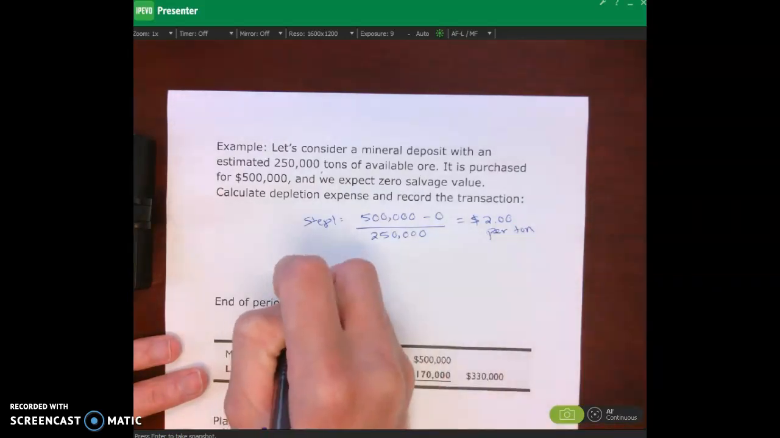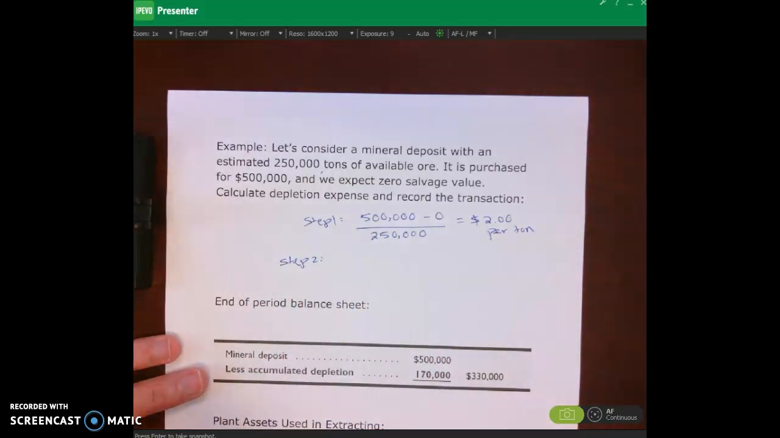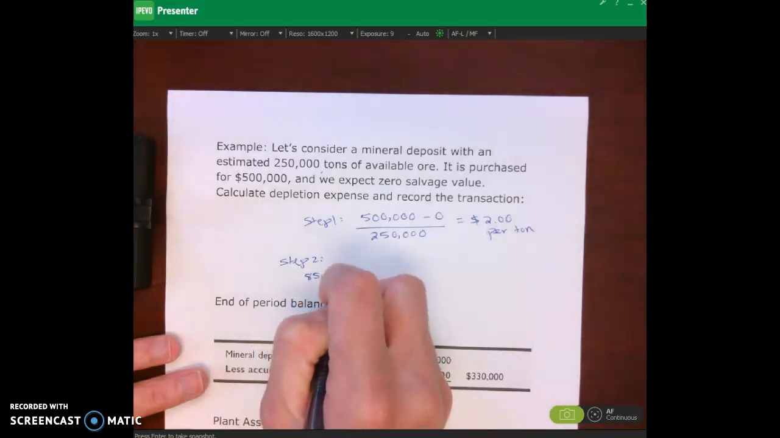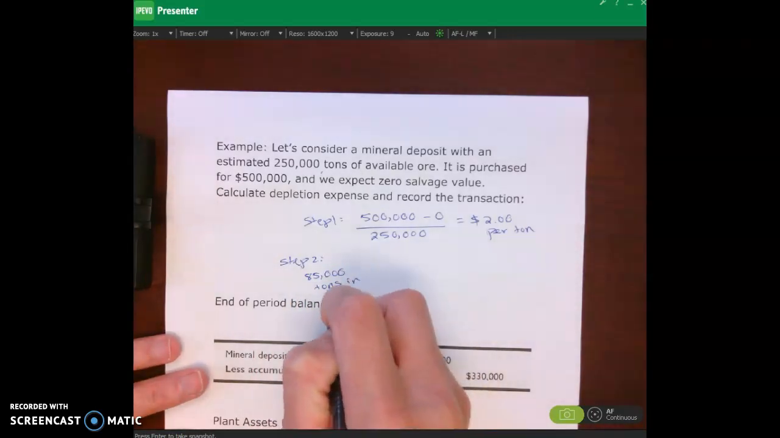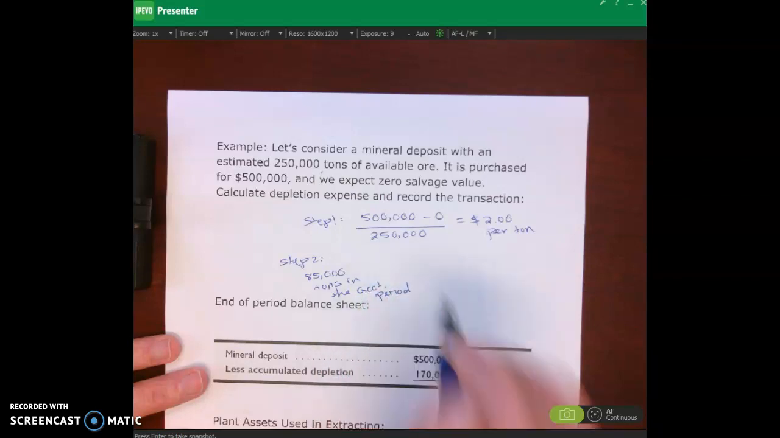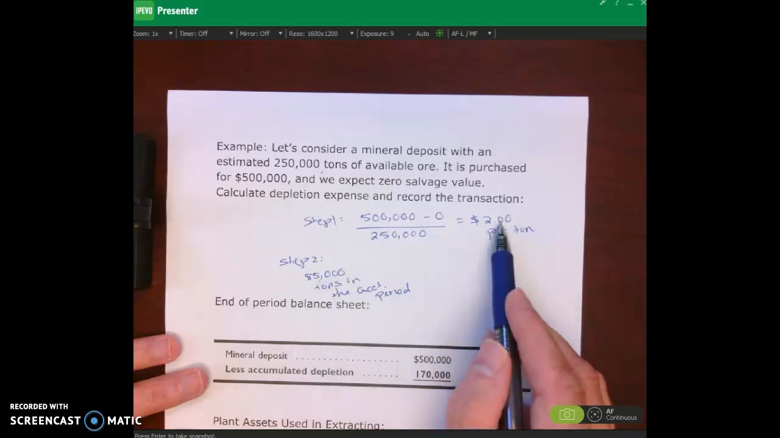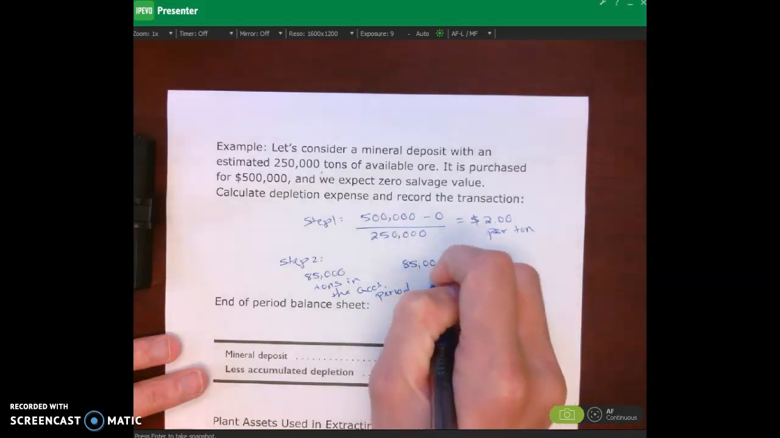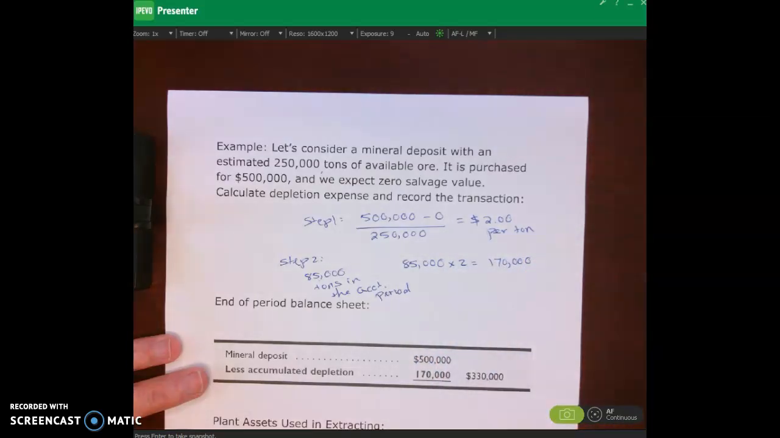Then step two, let's say that we actually mined 85,000 tons in the accounting period. So we have the 85,000 tons times the $2 of depletion expense per ton, which would give us $170,000 worth of depletion expense.